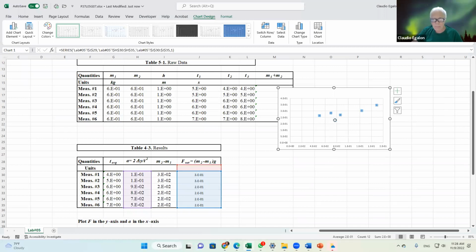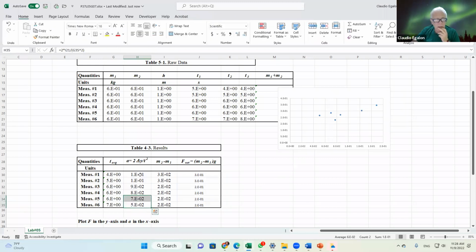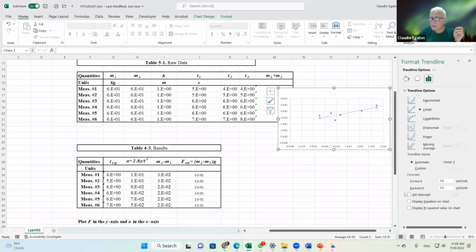Let's see. -1, minus, let's see. That's in the x-axis, -2. It looks like the outliers are those two. That's what it looks like. Okay. Let's see what slope we get. 0.86, yeah. Just like you got.